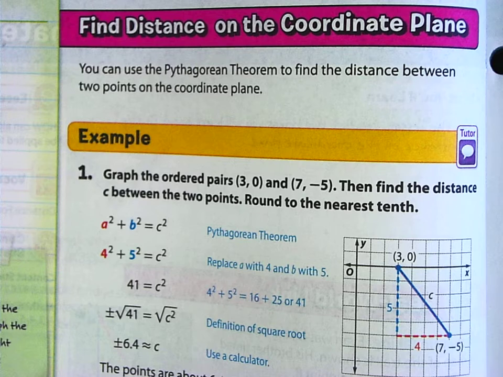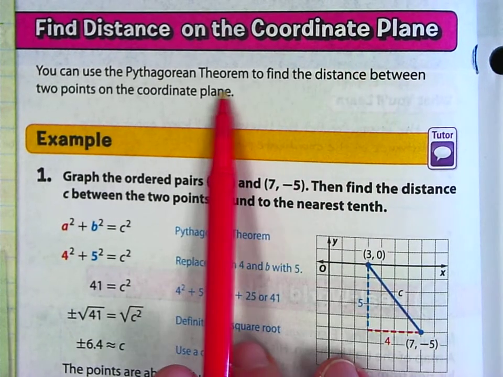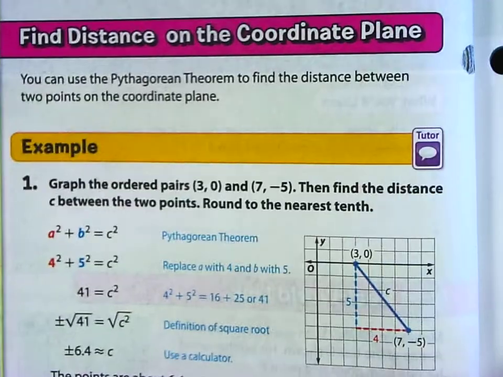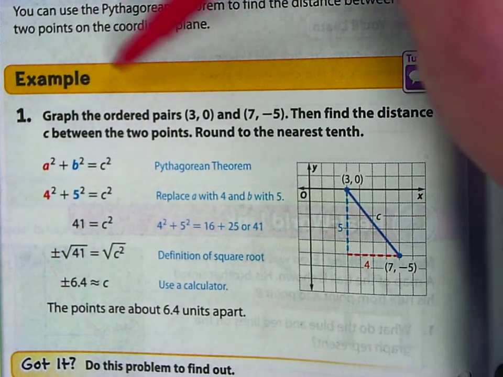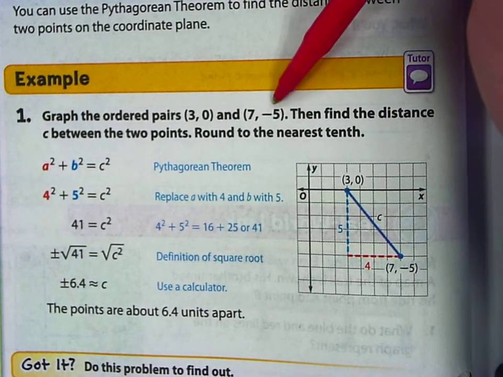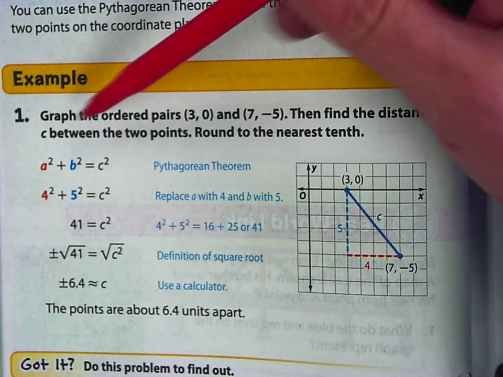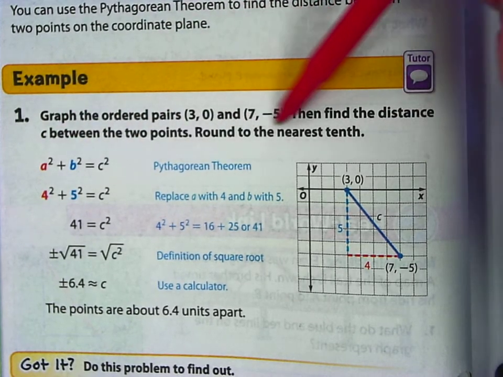Okay, one thing that we can do to find distance on a coordinate plane is use the Pythagorean theorem. So let's take a look at number 1. It says graph the ordered pairs 3, 0 and 7, negative 5. Then find the distance C between the 2 points. Round to the nearest tenth.